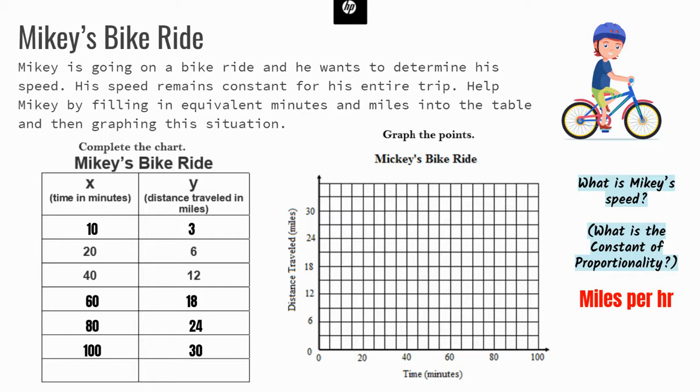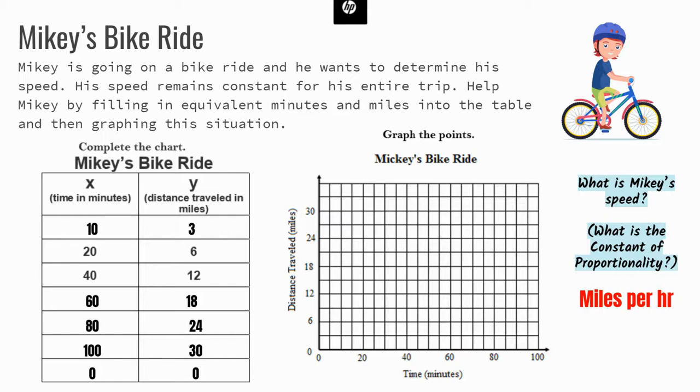And now I could keep going with higher and higher numbers, but when I look at my graph, I see that the time ends at 100. The one thing we don't have in this table is how far Mikey goes if he travels 0 minutes. Well, considering he's on a bike, if 0 minutes goes by, he hasn't traveled anywhere. So we've got 0, 0.